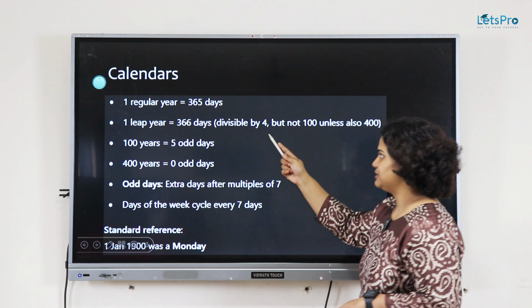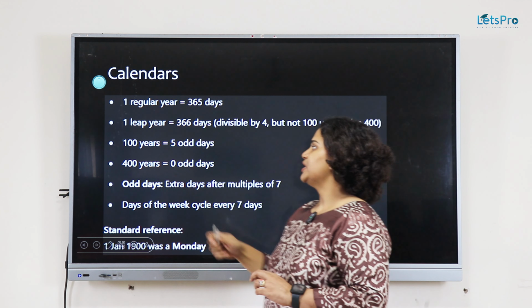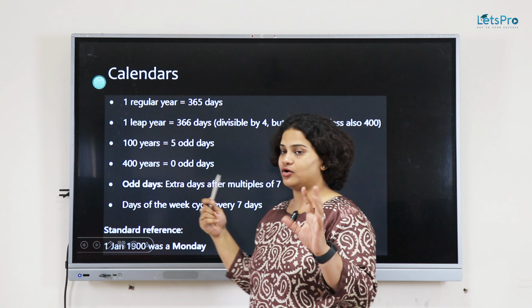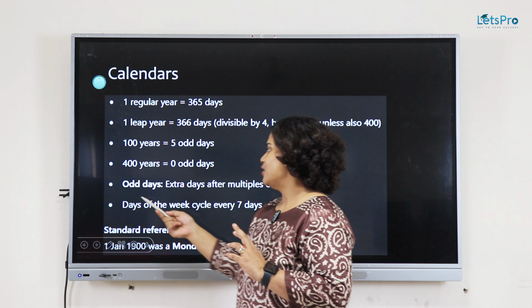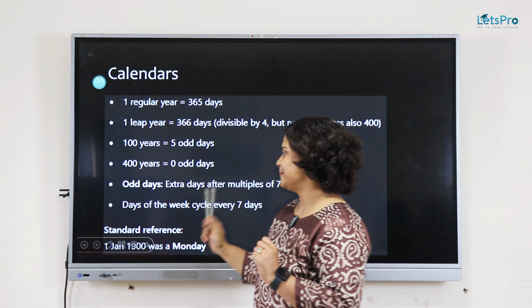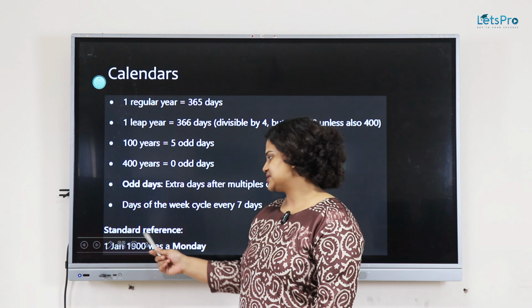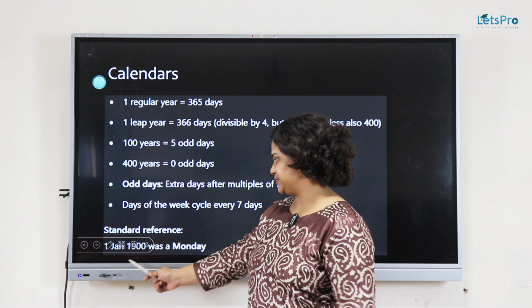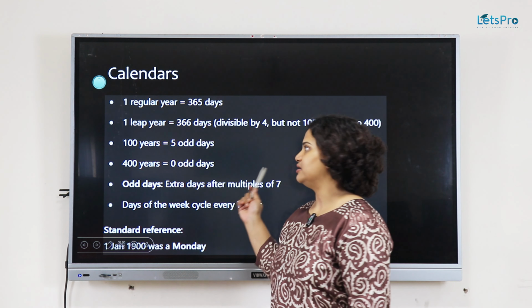A leap year is divisible by 4, but not by 100, unless also divisible by 400. 100 years means 5 odd days. 400 years will give you 0 odd days. Odd days are nothing but extra days after multiples of 7. Days of the week cycle every 7 days. And what is the standard reference? We take 1st January 1900, which was a Monday, as the standard reference.